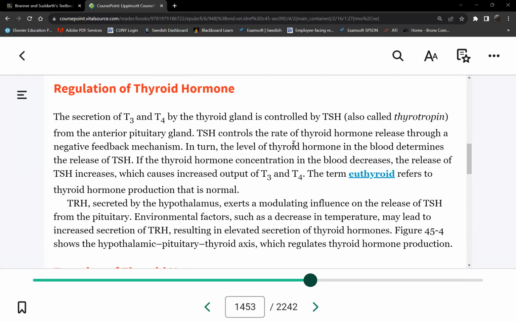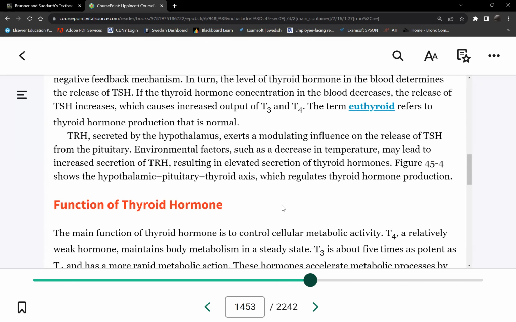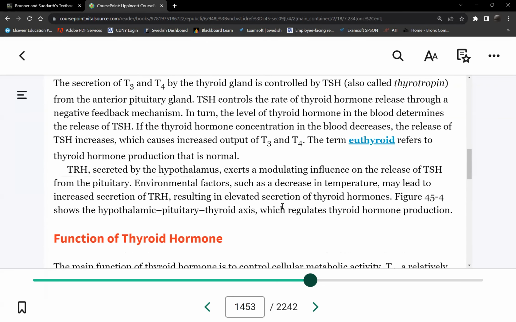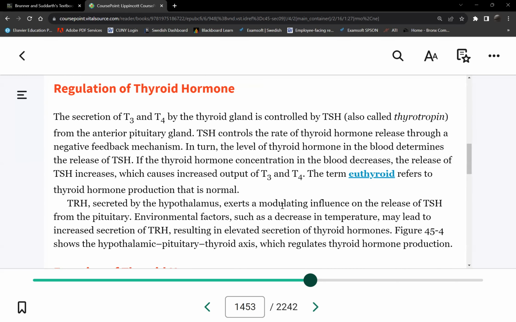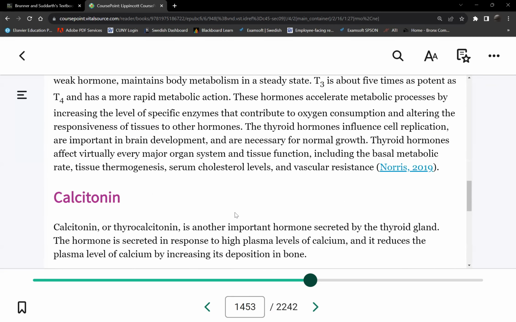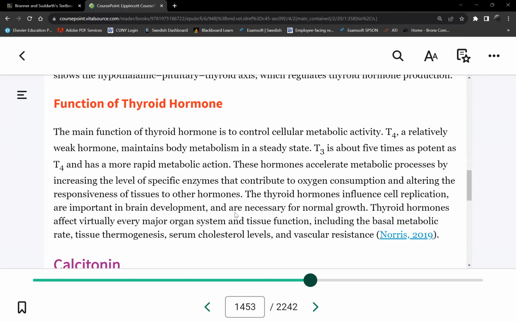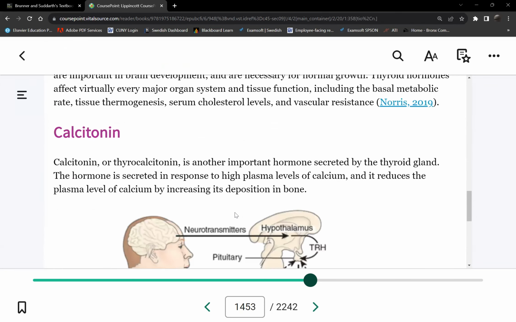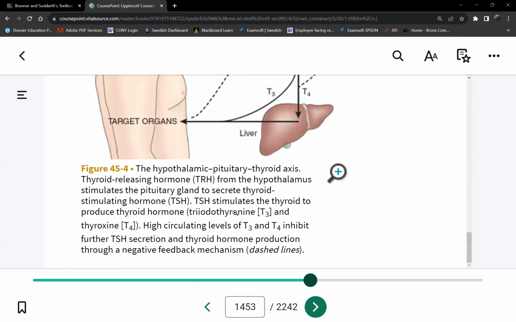Thyroid stimulating hormone does what? Okay, it stimulates the thyroid gland to produce T3 and T4. And obviously, if T3, T4 levels are high, what will be the response by the pituitary gland? It will decrease production of TSH, right? Pretty simple. So I already described what T3 and T4 hormones do, as well as calcitonin.